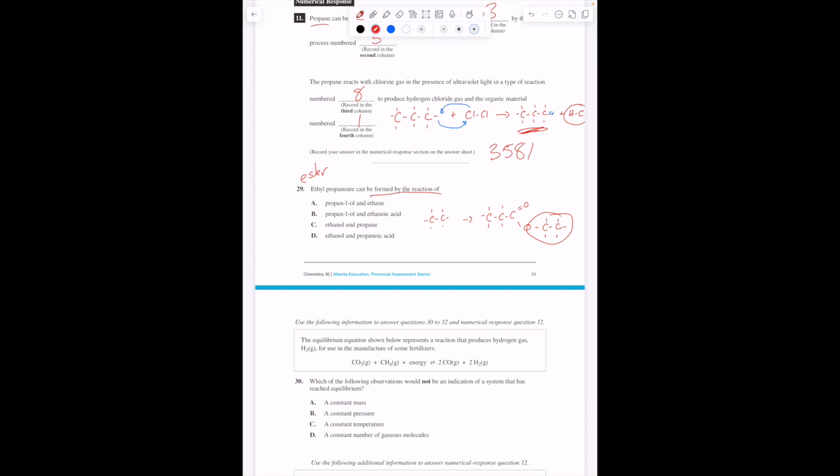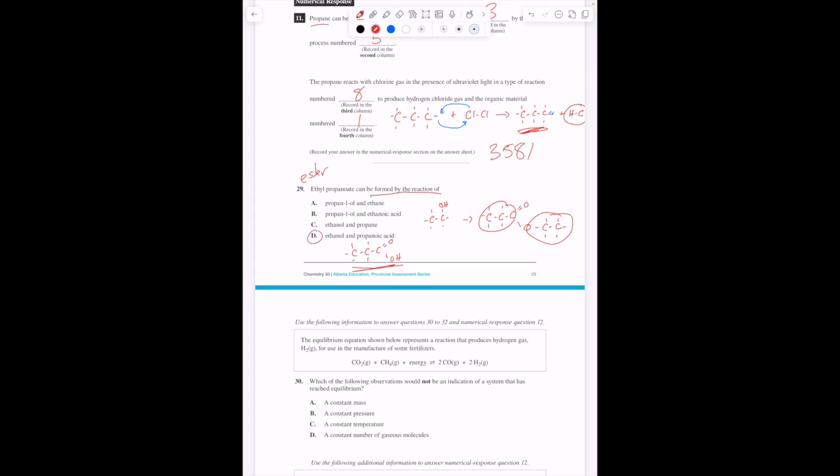An OH somewhere. And the other part, this used to be a carboxylic acid. O, single bond to OH. So it was made of propanoic acid and ethanol. That one and that one.